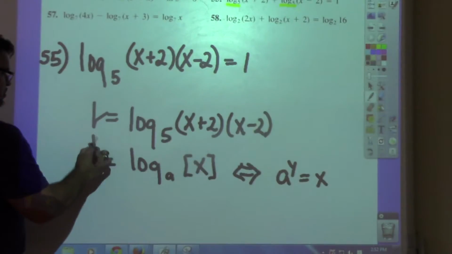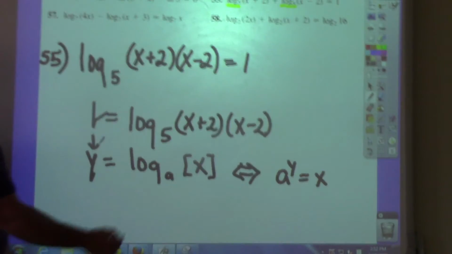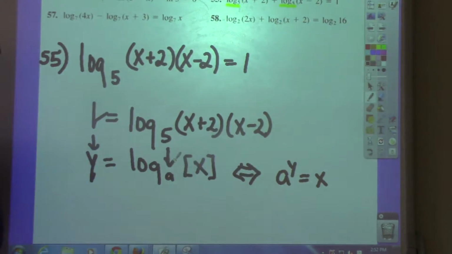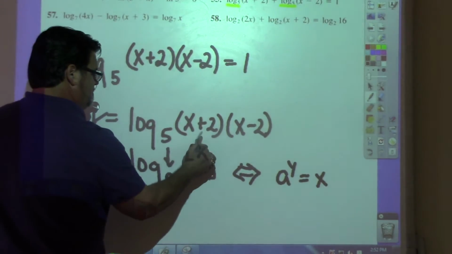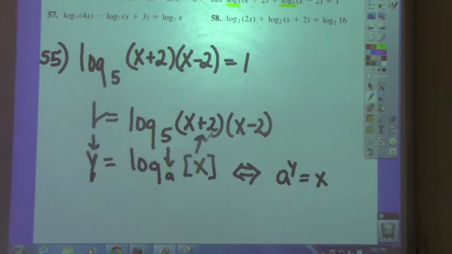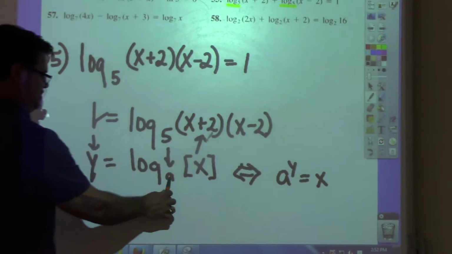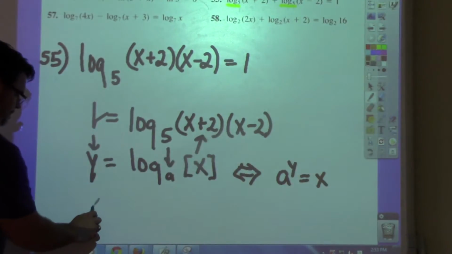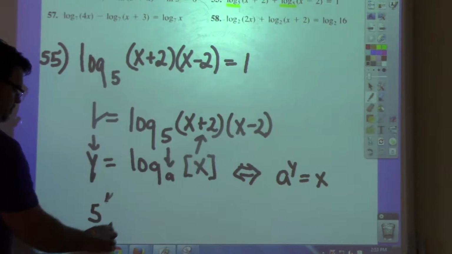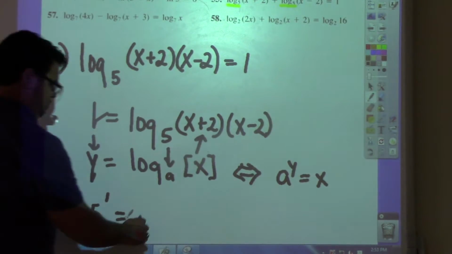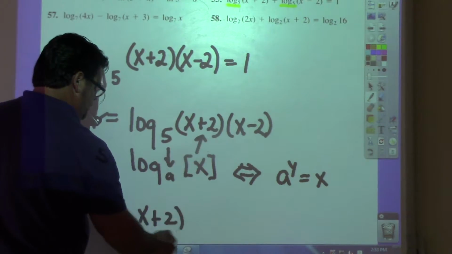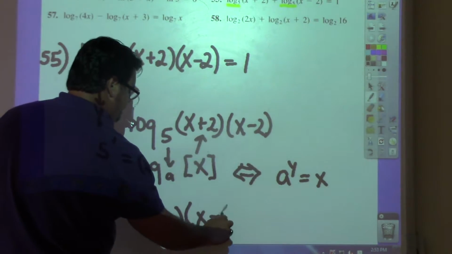All right, so y is equal to 1, a is equal to 5, and x is equal to all that. So a to the y is going to be 5 to the what? 5 to the 1 is equal to x plus 2 times x minus 2.